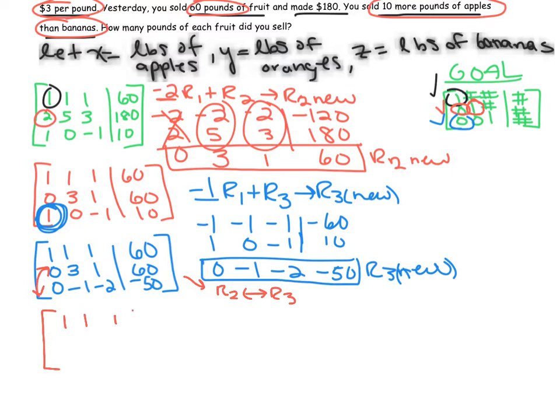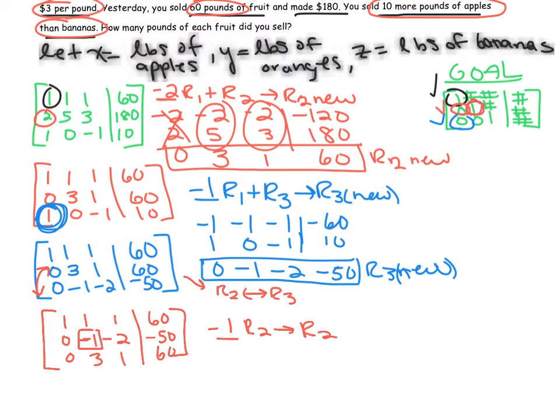Leave the first row. And now I'm going to switch. I have 0, -1, -2, -50. And I have 0, 3, 1, 60. Because now that's a lot easier to make this number a positive 1. All we've got to do now is multiply the second row by -1 to get our new second row. And that's going to satisfy turning this piece right here into a 1.